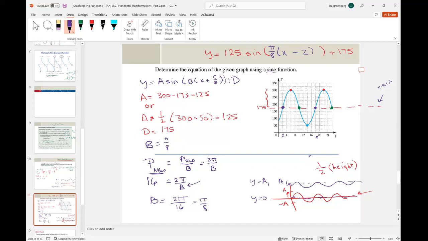Yes. And that's it. I've now determined the equation for this sine function. It's right up here, but in shifted form only. And then you could multiply this out if you want.